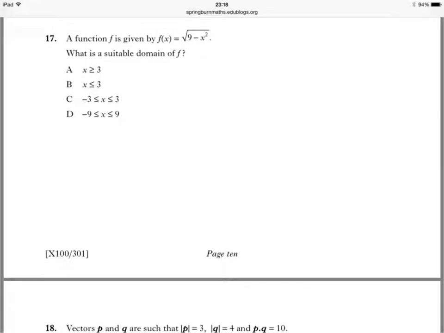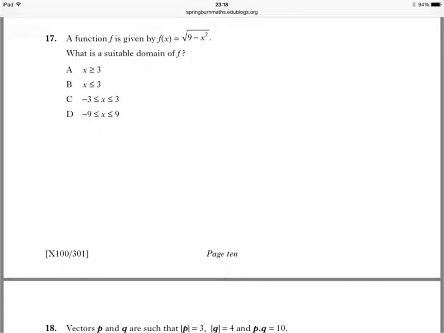Section 5, question 11. A function f is given by f of x equals the square root of 9 minus x squared. What's a suitable domain of f? A, B, C or D? This is a question that's combining functions with another topic, which we'll find out in a wee second.